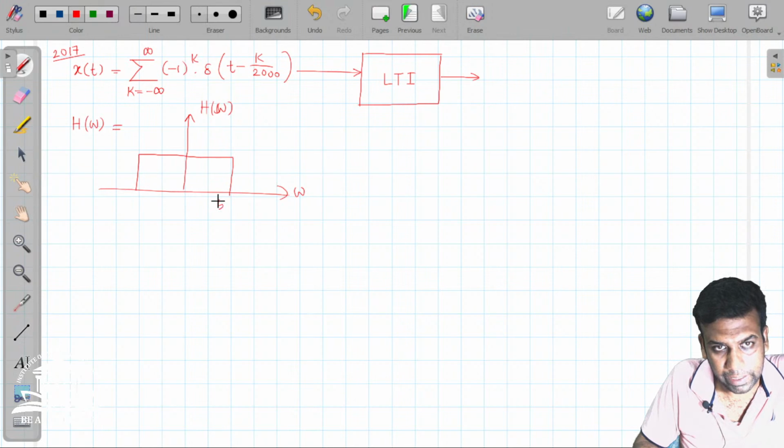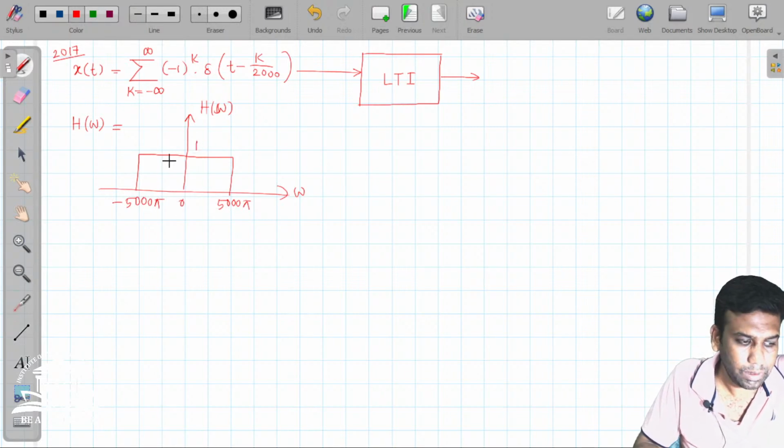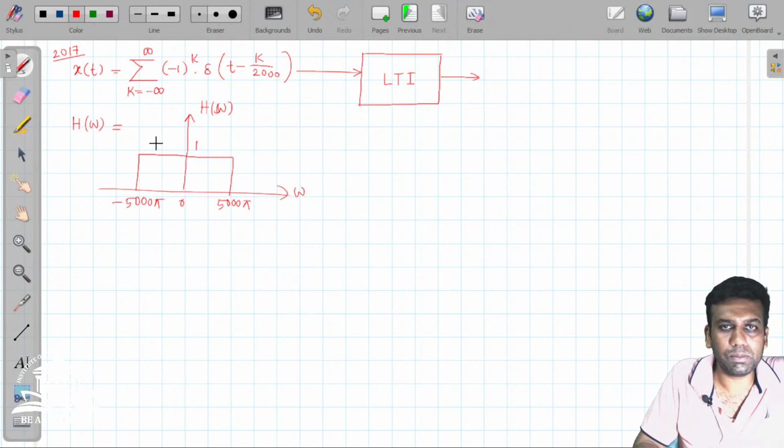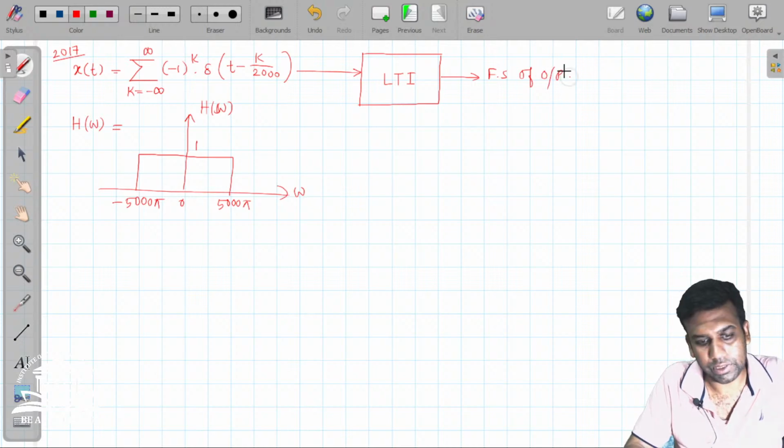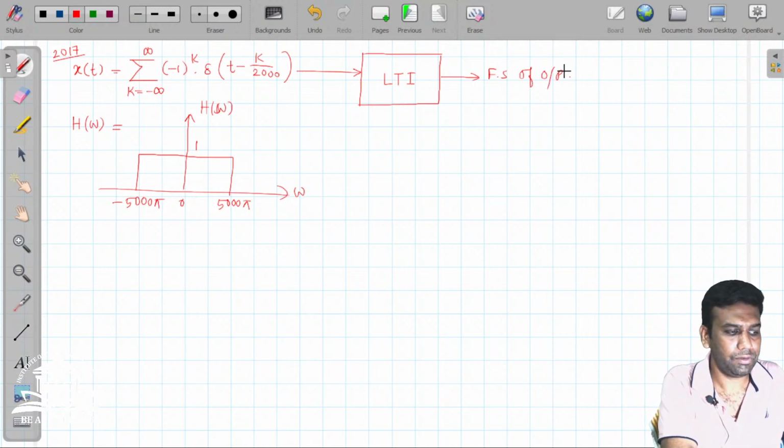So this is 5000 pi, and this is minus 5000 pi. This is 0, and this is 1. So the Fourier series representation of the output signal, we have to find the Fourier series representation of the output signal. This is how we have to find.